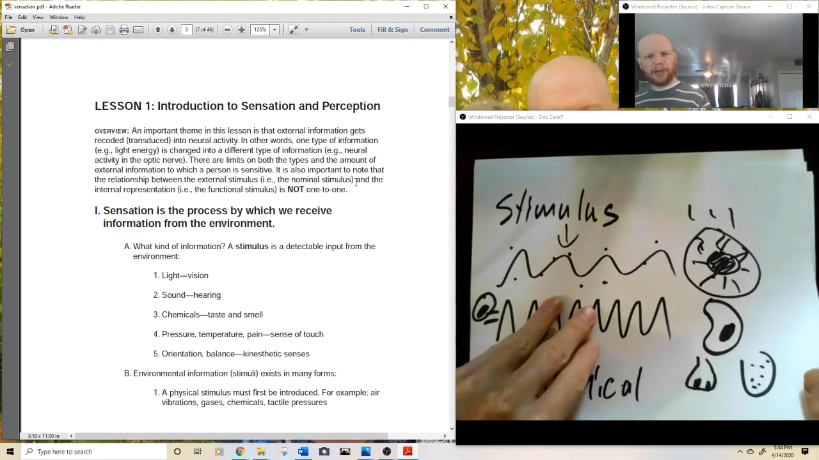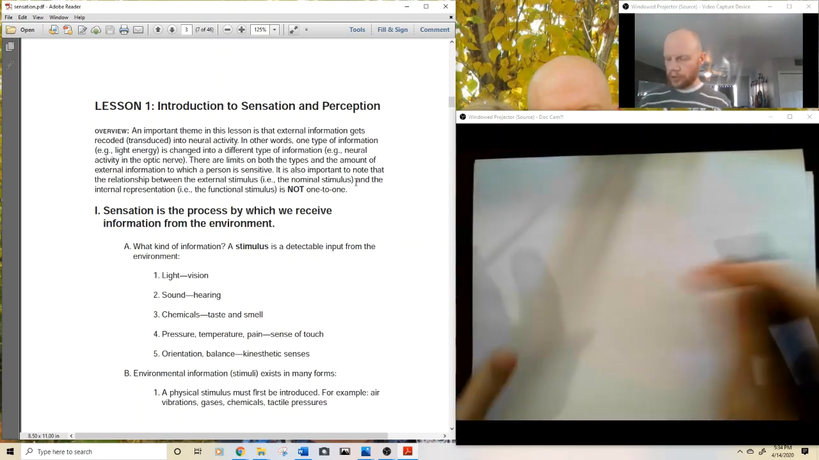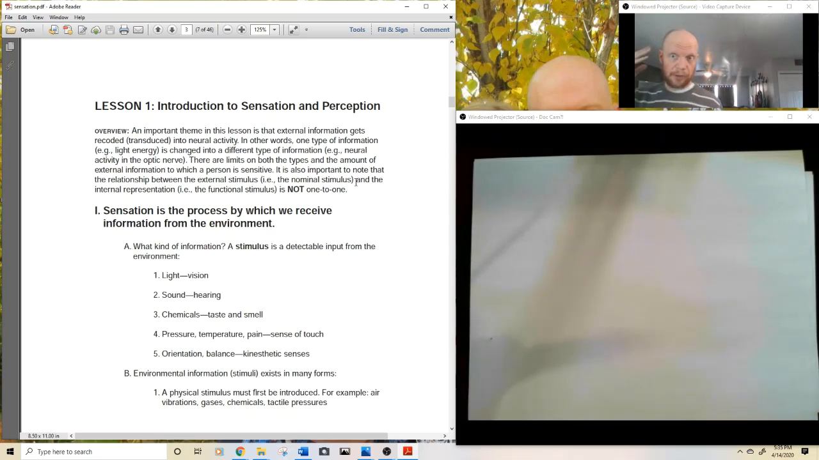Pressure, temperature, and pain, that's your sense of touch. And we'll also go with orientation and balance. So inside your ear, for example, you've got liquid, and I'm not an expert on this, but your inner ear helps you to balance. If you spin around, it puts the fluid inside there out of place, and you lose balance.